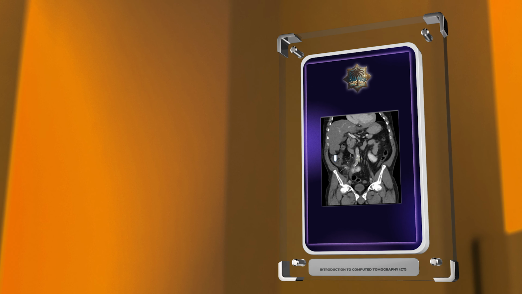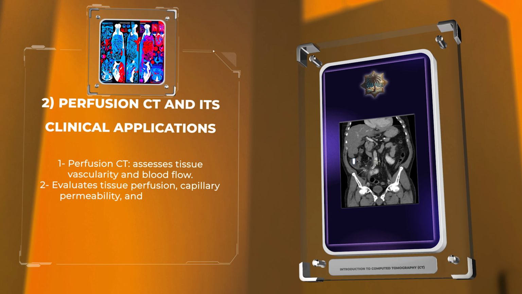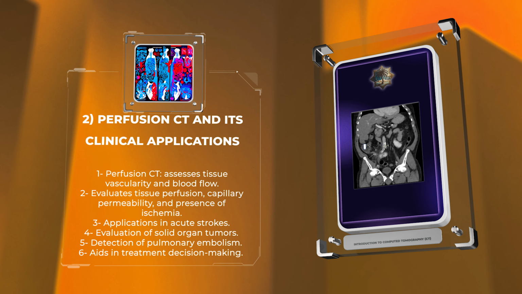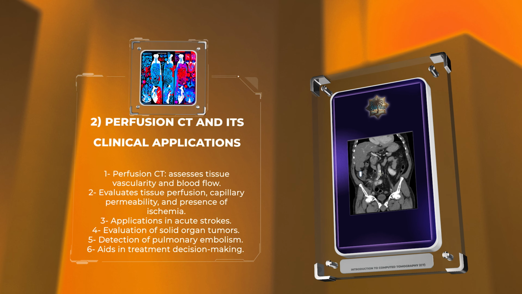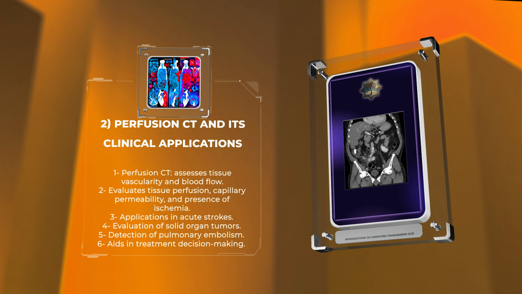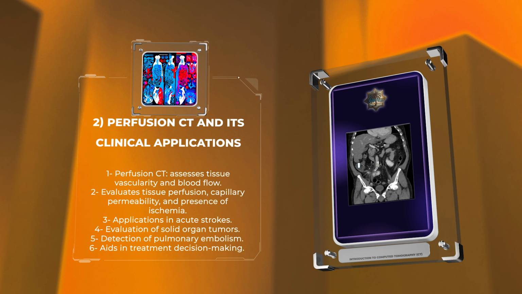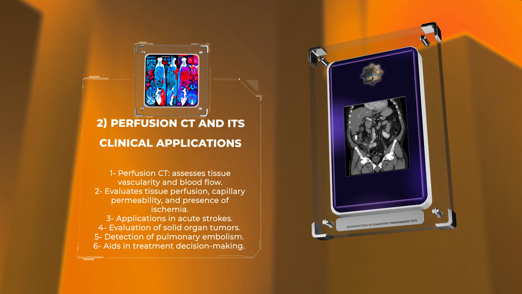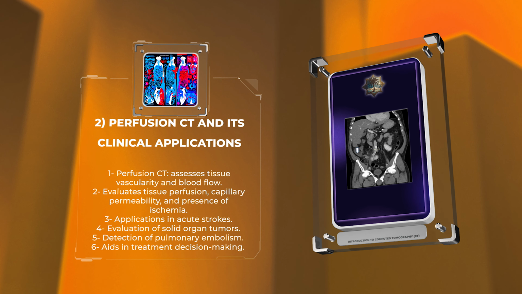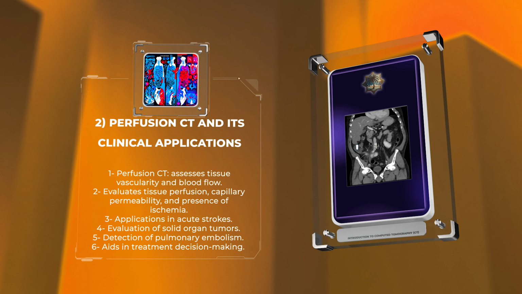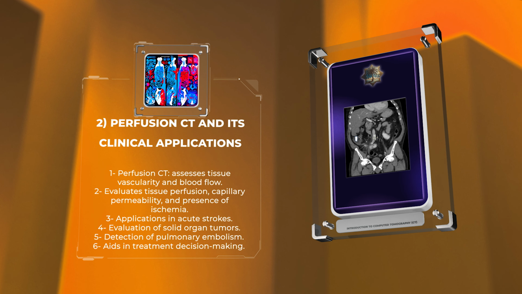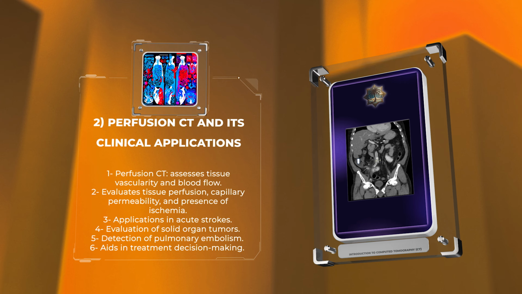Perfusion CT is a valuable tool in assessing tissue vascularity and blood flow. By acquiring a series of rapid CT scans following the injection of a contrast agent, perfusion CT can evaluate tissue perfusion, capillary permeability, and the presence of ischemia. It finds applications in various clinical scenarios, including the assessment of acute strokes, evaluation of solid organ tumors, and detection of pulmonary embolism. Perfusion CT aids in treatment decision-making by providing crucial information about blood flow alterations within tissues.